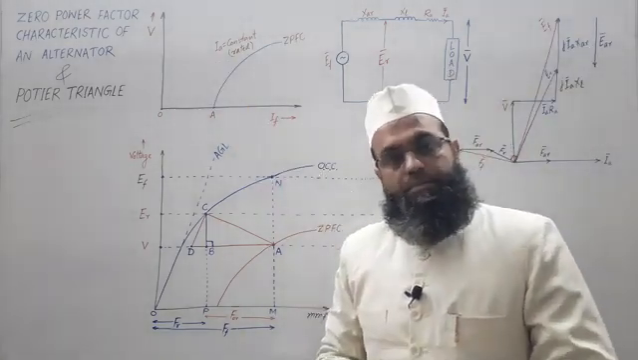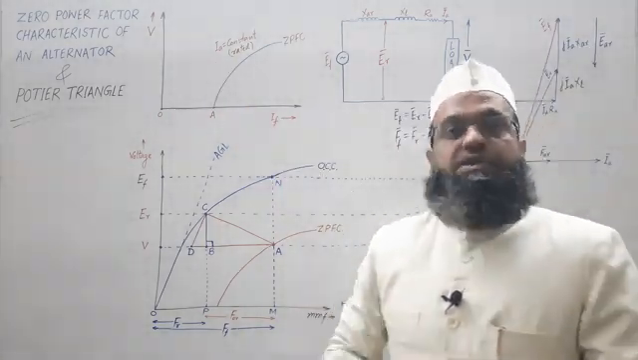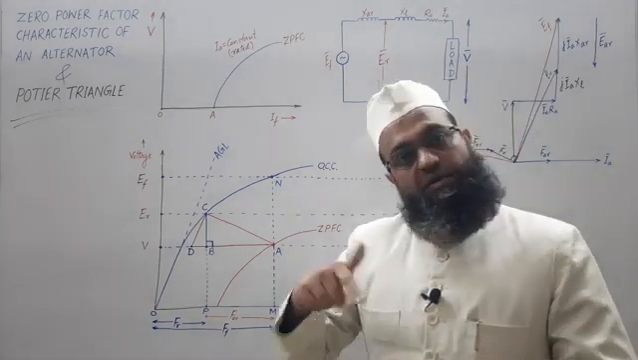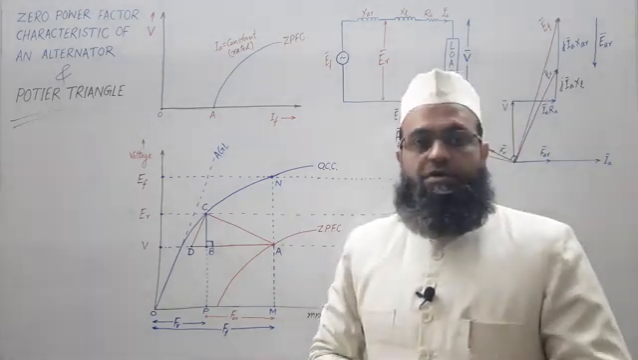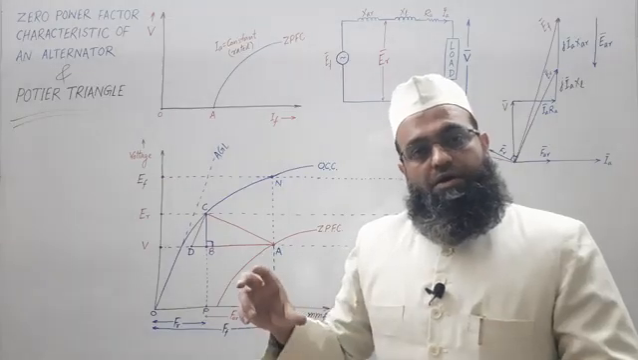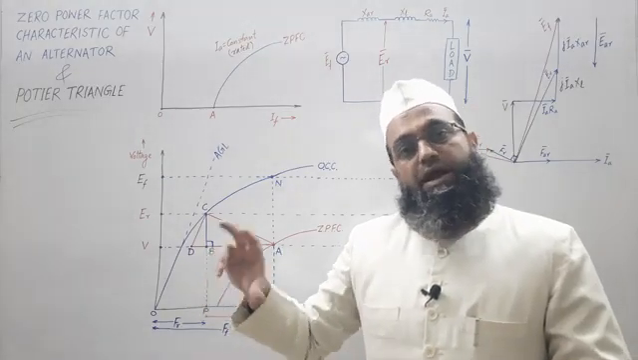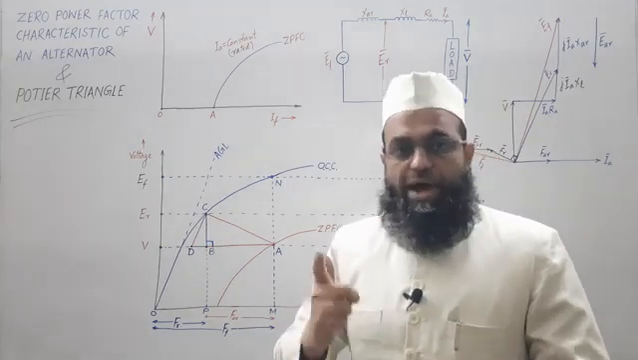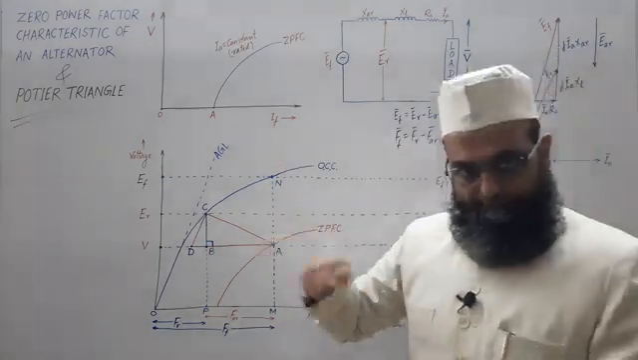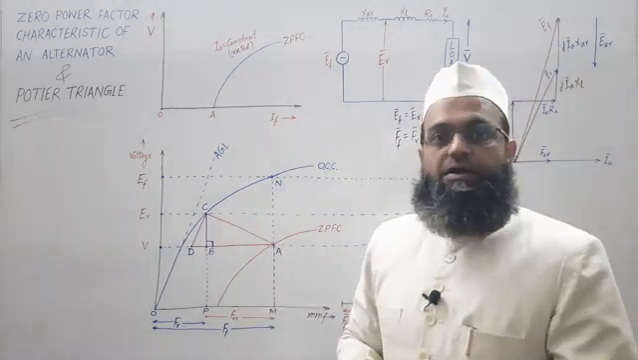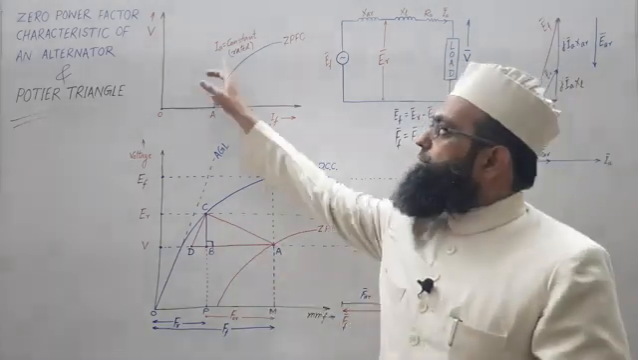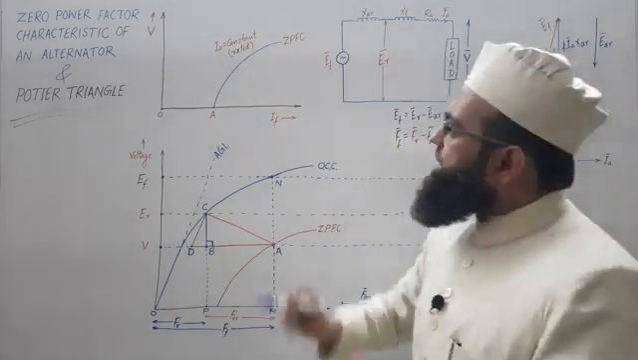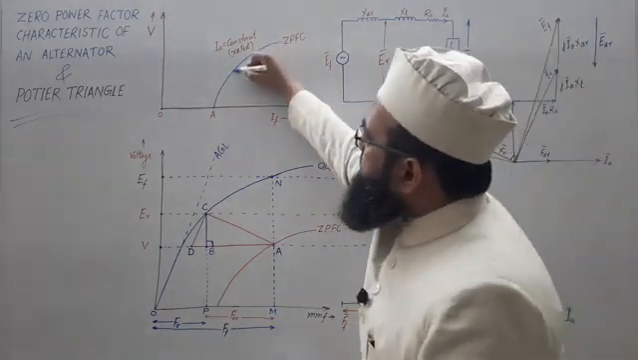Repeating again, while running the alternator at synchronous speed, the load is purely inductive, connected to the armature terminals. Then you have to adjust the field current. You have to vary the field current till you get the rated armature current. So, corresponding to that you will get some point, let us say somewhere.